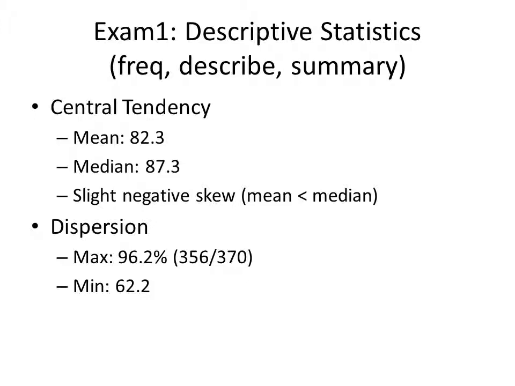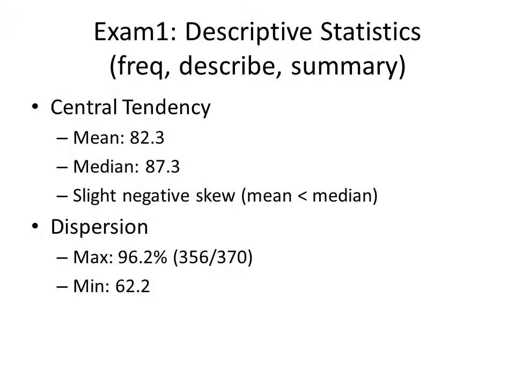Recalling some of the other concepts that we've covered already in Pollack, there's a slight negative skew to the distribution of exam scores, and we know this because the mean is lower than the median. Specifically 82.3, the mean, is lower than 87.3, the median.